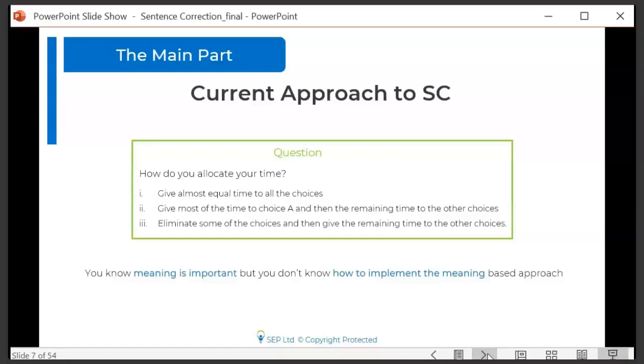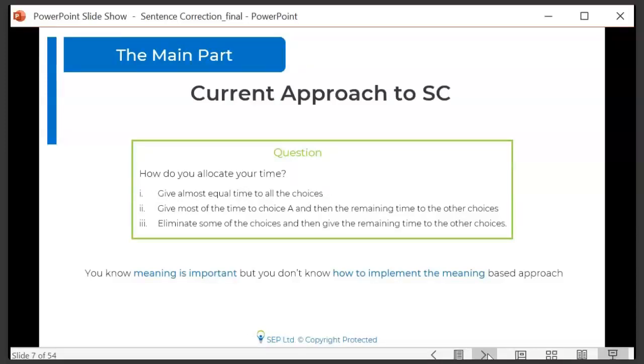How do you understand the meaning? And then how do you apply it so that you don't go wrong, so that your accuracy is up, so that you get that 90% plus accuracy in the SC questions, okay? So that is what our agenda will be for today's evening.